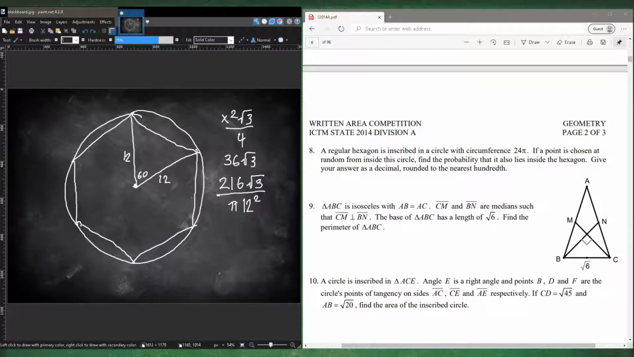So we could just put it in our calculator. 216 times square root 3, divided by pi times 12 squared. And to the nearest hundredth, it's 0.83. And that's your answer for number 8.